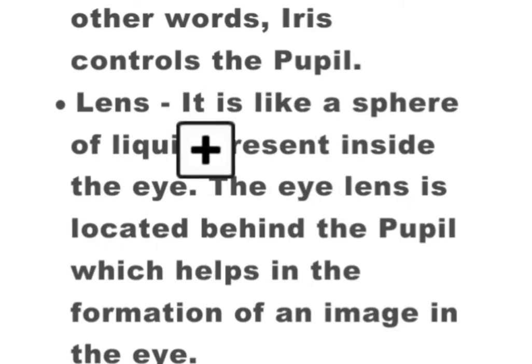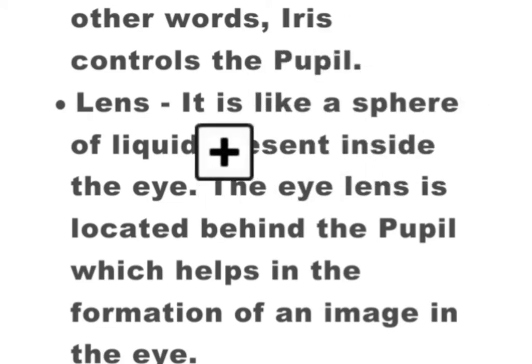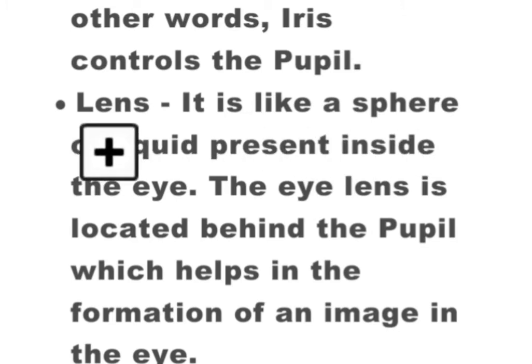Here it is written that it is like a sphere, but you have to note down that the shape of this eye lens is just similar to a lens, and it can be changed also. The thickness of the lens can be changed with the help of ciliary muscles. These are the muscles which hold the eye lens in its place and also control the shape of the lens.